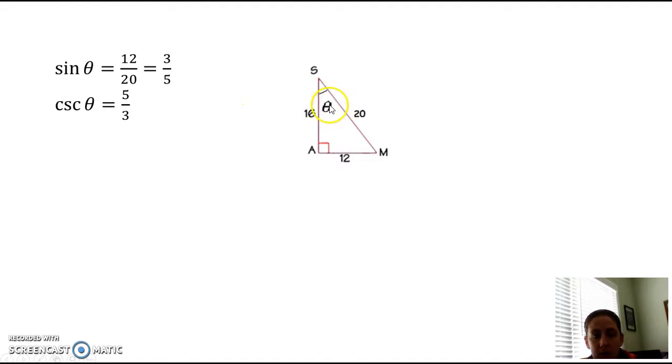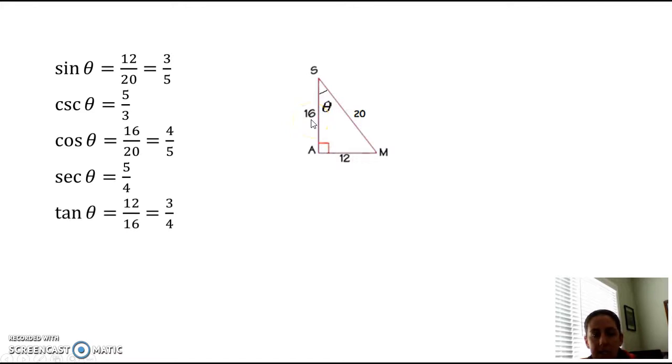Next, we can find the cosine, which will be the length of the adjacent over the hypotenuse, 16 over 20, which reduces to 4 over 5. Once we have the cosine, it's really easy to find the secant by just taking the reciprocal, 5 over 4. And now the tangent will be the length of the opposite over the length of the adjacent, 12 over 16, which reduces to 3 over 4. And now we can easily find the cotangent by taking the reciprocal, 4 over 3.